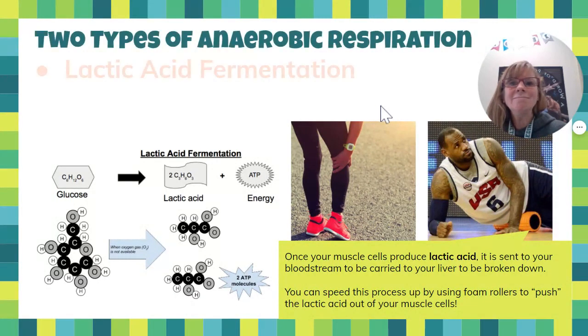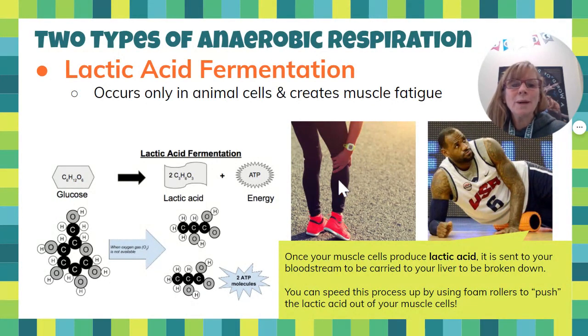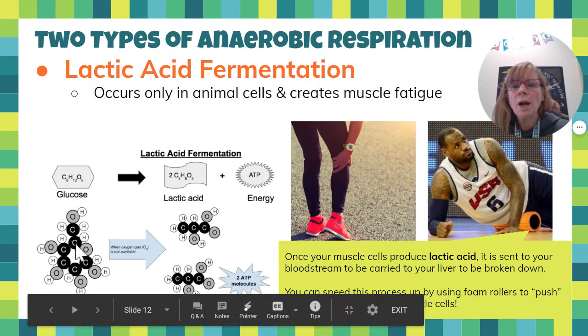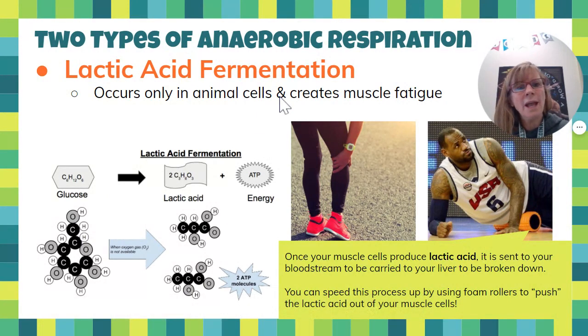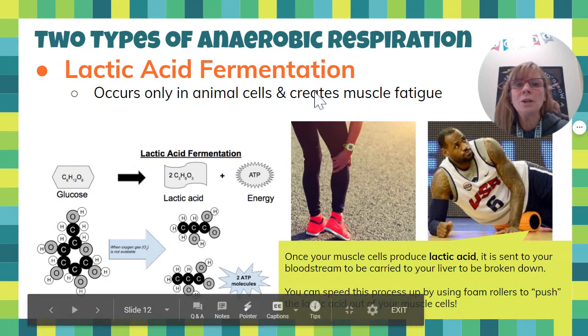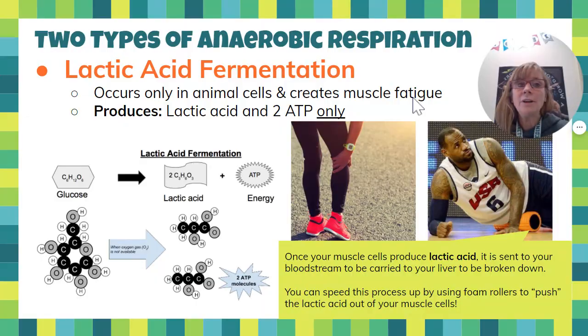We see lactic acid again when we have sore muscles, because lactic acid starts to build up. Eventually, your bloodstream has to send that blood to your liver to be broken down. We can rub our legs out or take an ice bath to get that circulation going, or use a foam roller to push that blood back through our system so it can get to the liver and be broken down. But look at this picture here. Here are your 6 glucose carbons, here are the 6 carbon atoms in your lactic acid, and 2 molecules of ATP. Not very much.